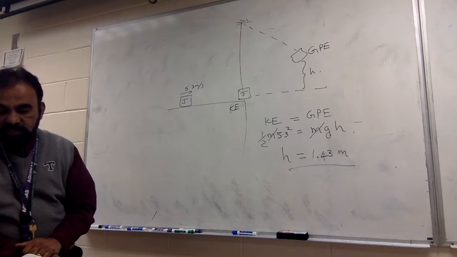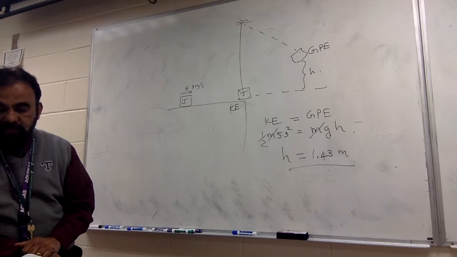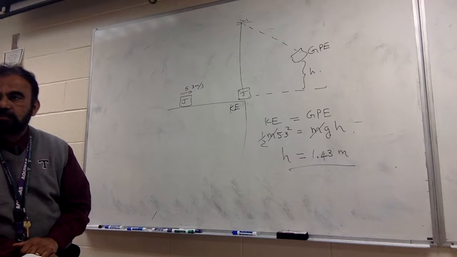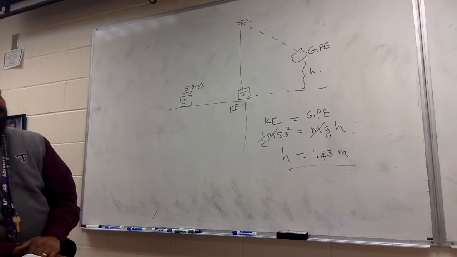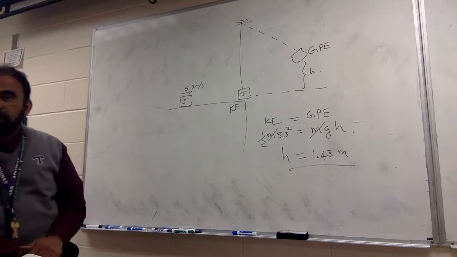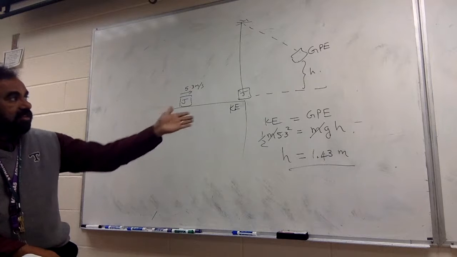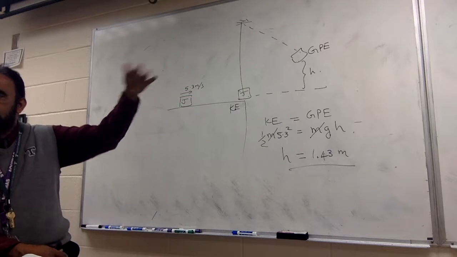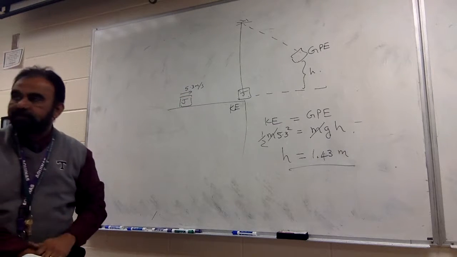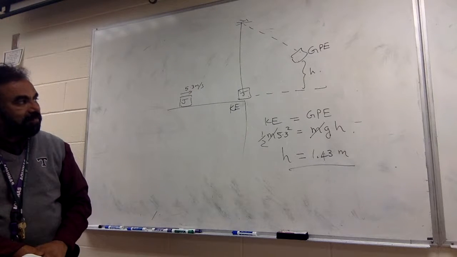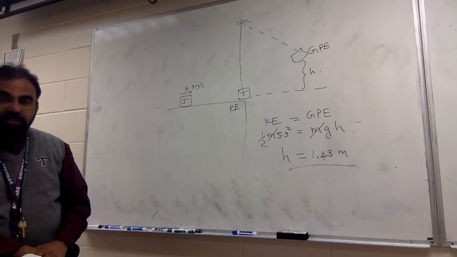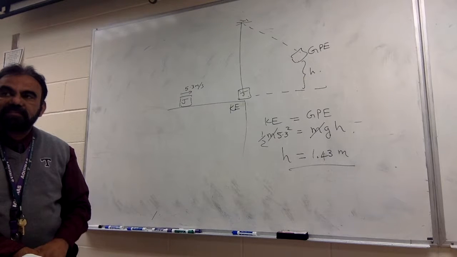And the second part of the question says, does the length of the vine affect your answer? Yes? No? No. That's true. Even if the vine is a mile long, she's still supposed to gain that much GPE, which means the elevation is exactly the same, right? The elevation part of it is exactly the same. But that's, of course, ignoring air resistance and stuff like that.